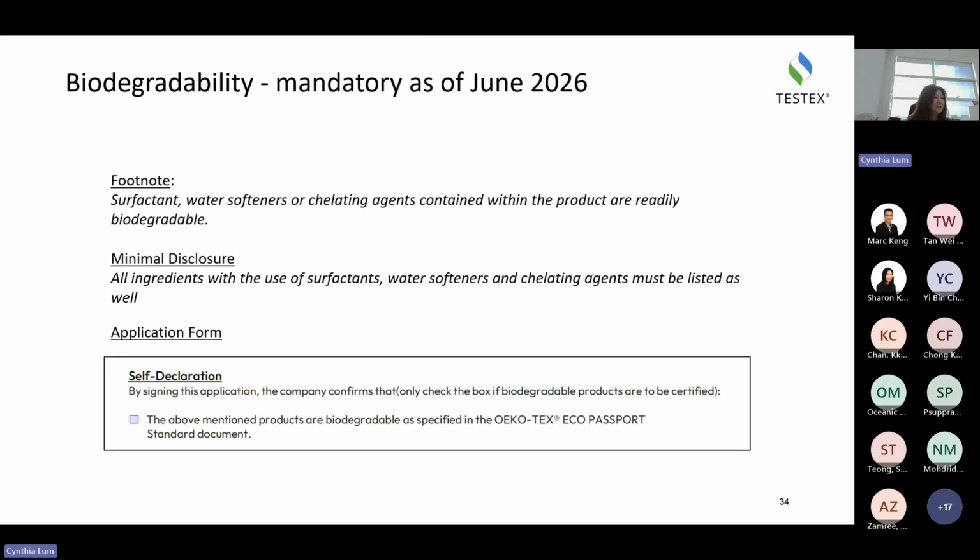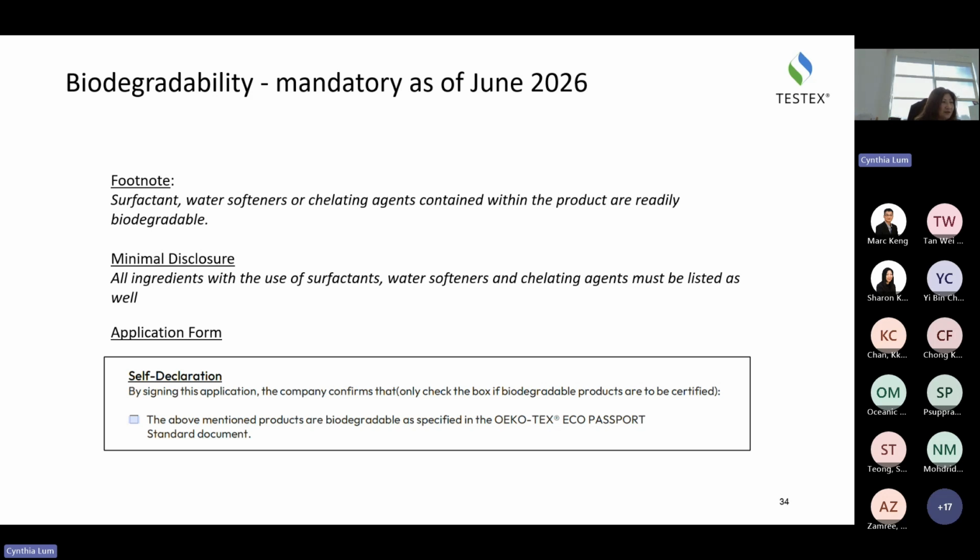So biodegradability is mandatory as of June. This information will be included on the certificate. Under a footnote, proof of biodegradability is provided, and this will be on your certificate as a footnote. Minimal disclosure: all ingredients with the use of surfactants, water softeners, and chelating agents must be listed. Okay, it must be disclosed.